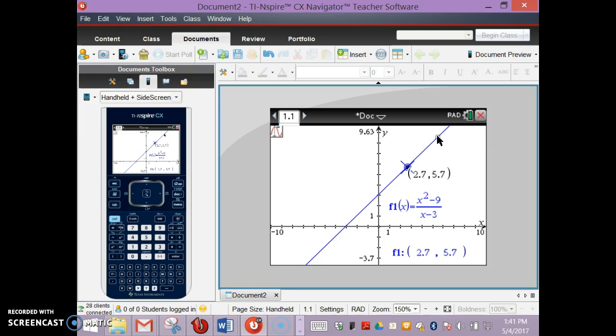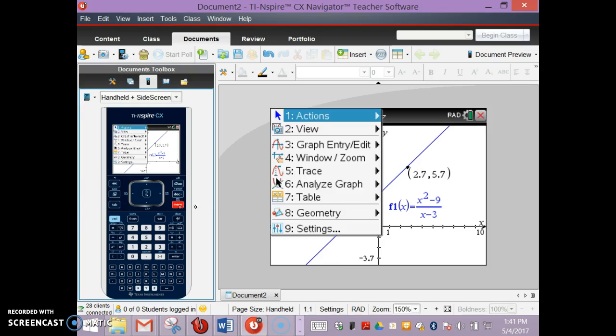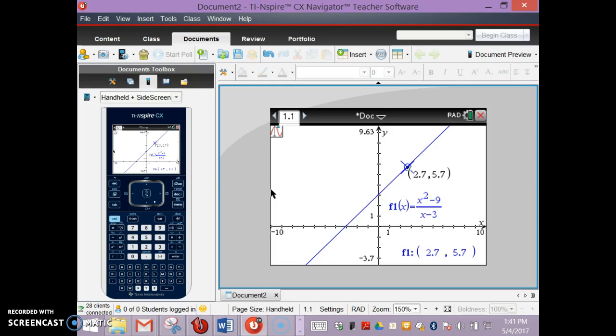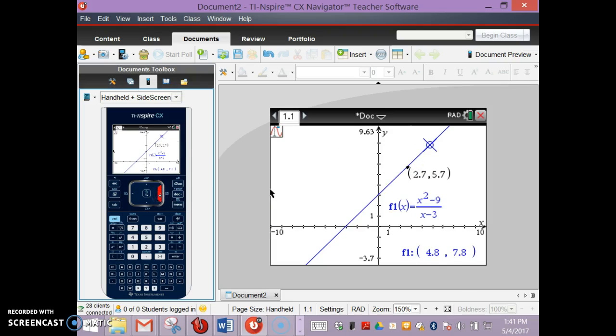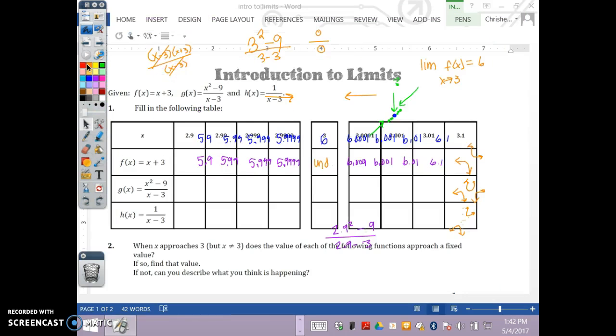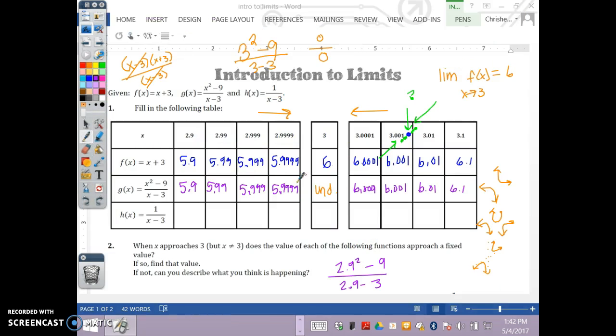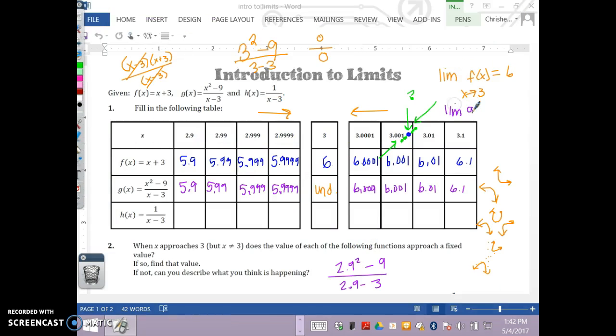If I go up here, and I come down towards 3. So be looking at this, 4.8, 4.5, 4.2. Look at my y value. Isn't it getting close to 6? But it doesn't actually touch 6. And that's okay. It doesn't have to. We would still say that the limit of g of x as x approaches 3 is still 6.